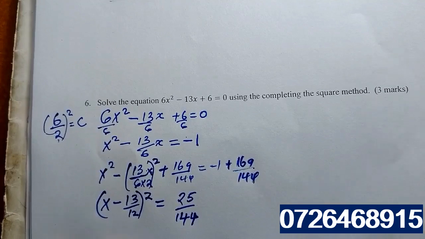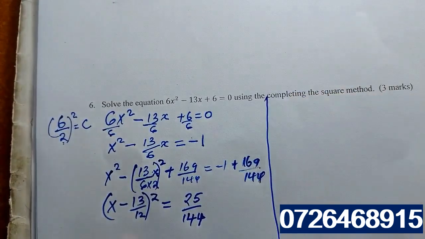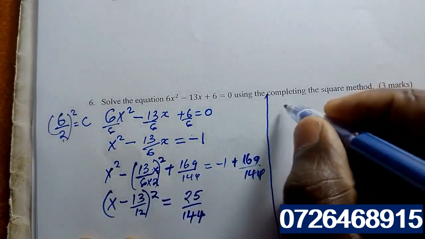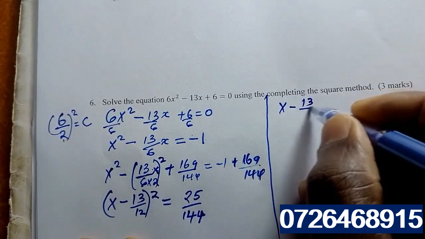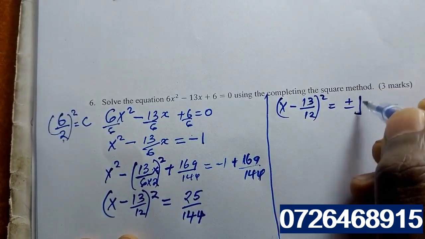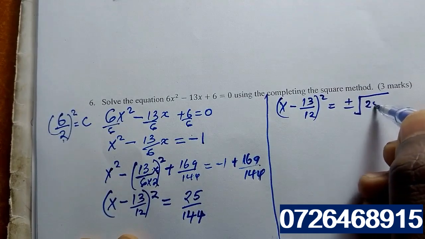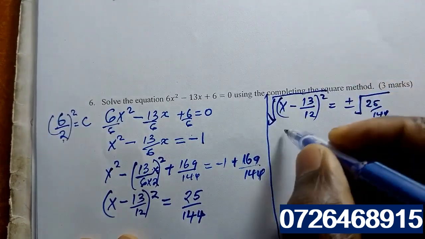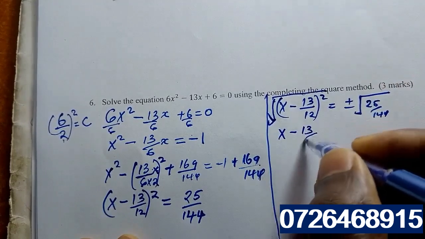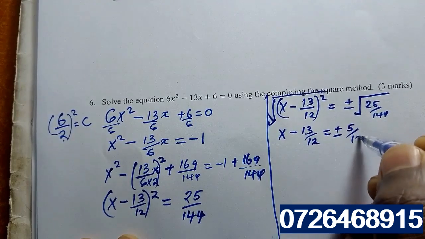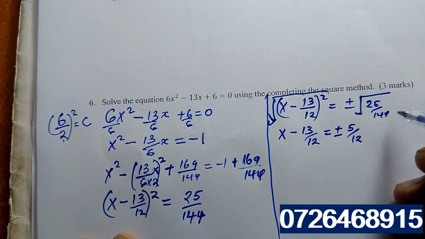So now the next thing we need is to remove this square here. This square tuna remove hapa by square rooting both sides. So tunaenda kufanya x minus 13 over 12 squared will be equal to plus or minus the square root of 25 over 144. Tunaenda ku square root both sides ndio tutoe hii square hapa. So we are going to remain with x minus 13 over 12 is equal to plus or minus 5 over 12. The square root of 25 over 144 is this.